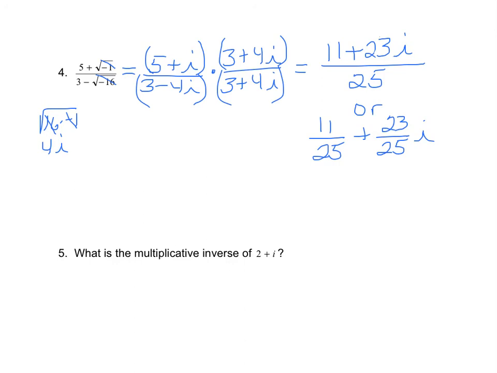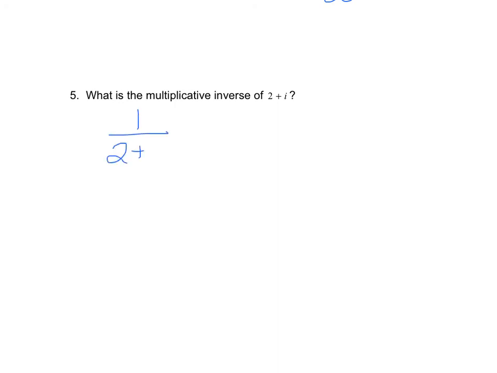Okay, let's take a look now at number 5. What is the multiplicative inverse of 2 plus i? Well, the multiplicative inverse of 2 plus i is 1 over 2 plus i. Oh, that gives me an i in the denominator, which I can't have. So I'm going to have to multiply top and bottom by the conjugate because it's a binomial. So multiply top and bottom by 2 minus i.